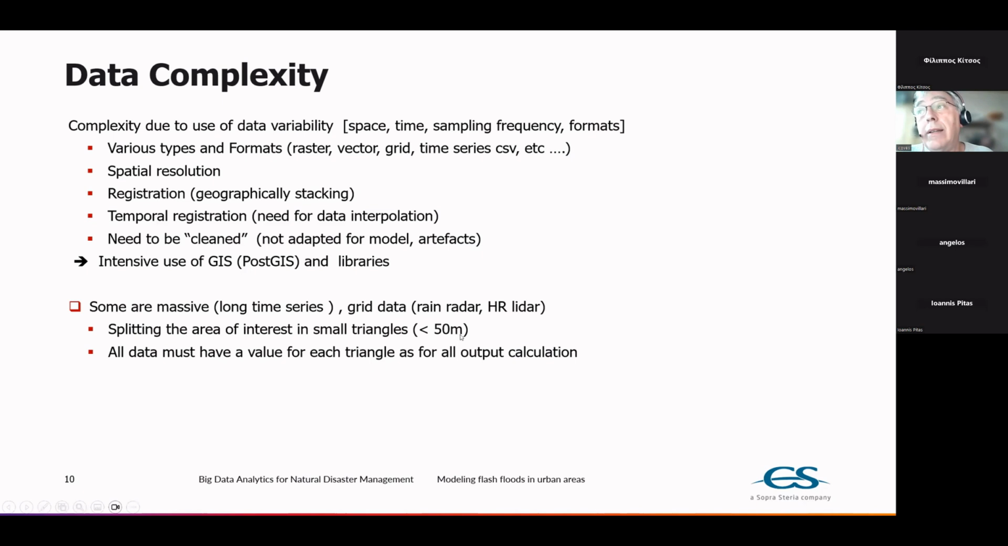And then at the end, the output, the result of the model, is a value of the height of the water for each triangle. Sometimes we also get the speed of the water, for each time step. So if you're calculating that for, let's say, 24 hours, at every 15 minutes for example, you see that it makes millions and millions of points to calculate. That's why the hydrological model is so long to run.